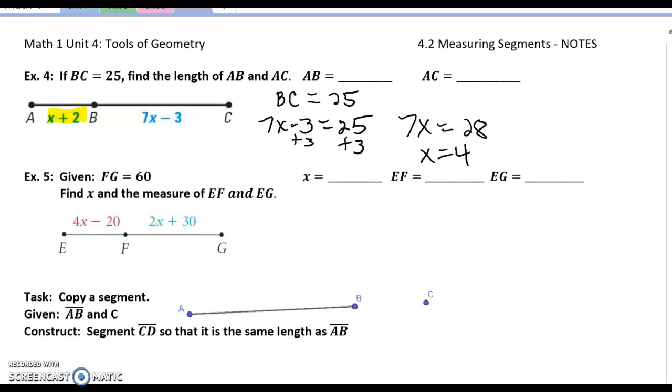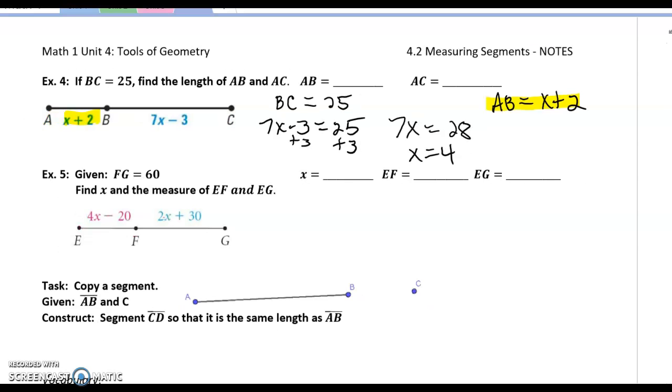Now to find AB, we see that there's an expression associated with AB, and that's x plus 2. So we're going to write AB is equal to x plus 2 to start. All right, because we solved for x and got x to be 4, we plug 4 in for x, and we got AB equal to 6.